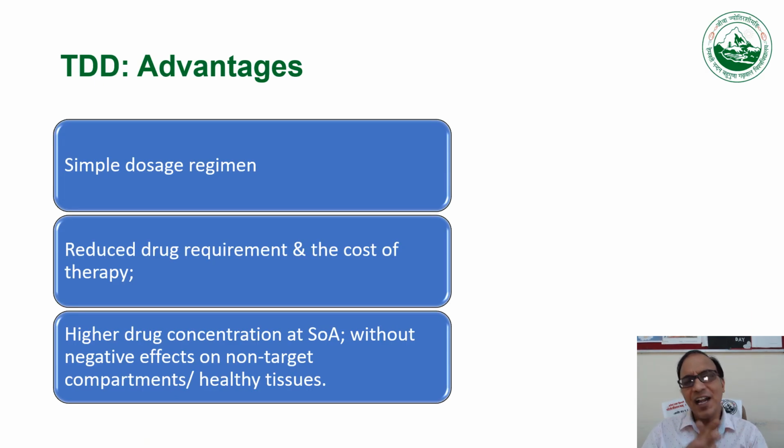Now, what are the advantages? Let's enumerate them. Simple dosage regimen: you just need one dose in the case of targeted drug delivery. Reduced drug requirement and cost of therapy. In the case of a conventional dosage form, you might be delivering 500 milligrams of a particular drug thrice a day, which means 1.5 grams. But in the case of targeted drug delivery, you might just need 100 or maybe 50 milligrams in some cases for the whole day.